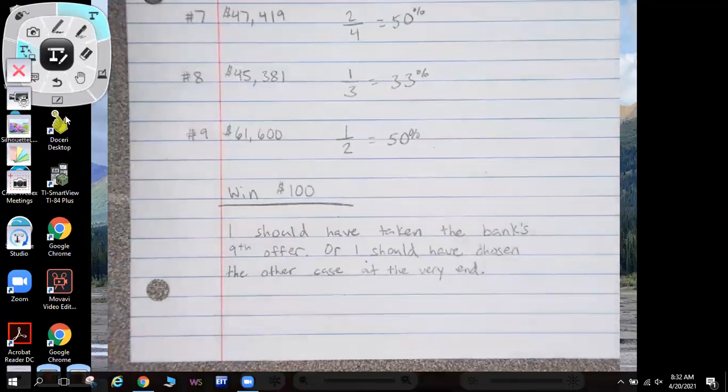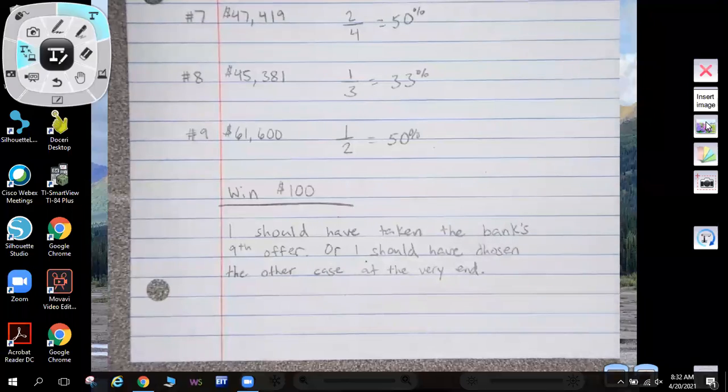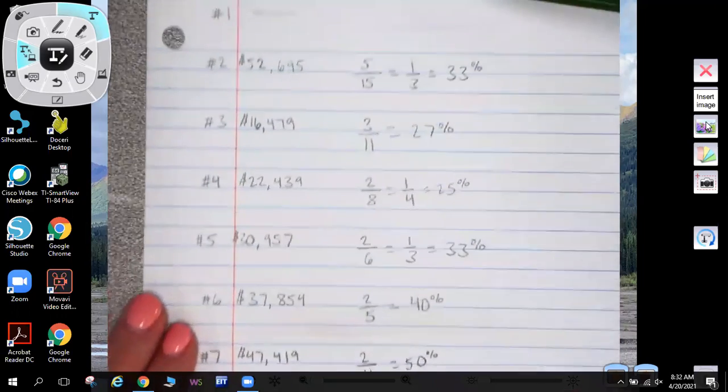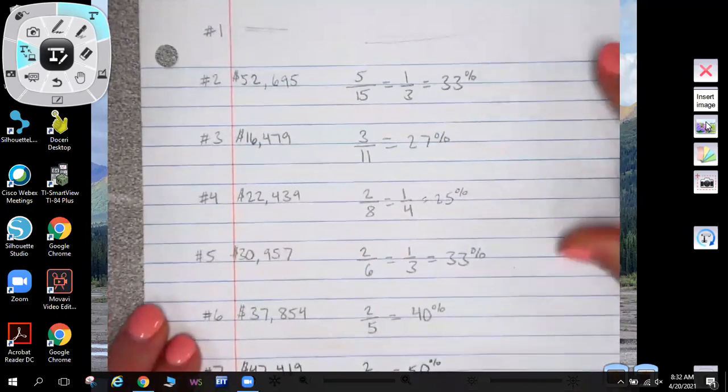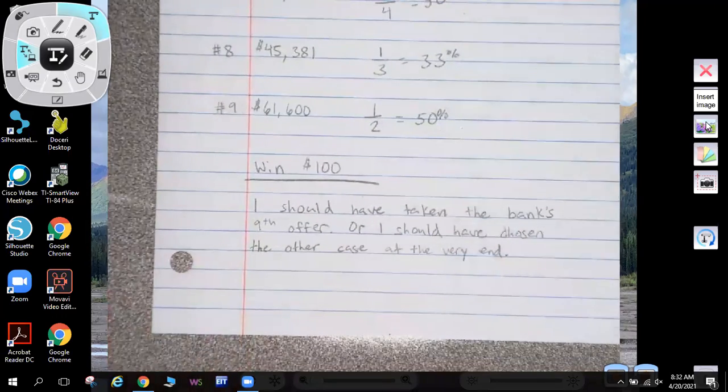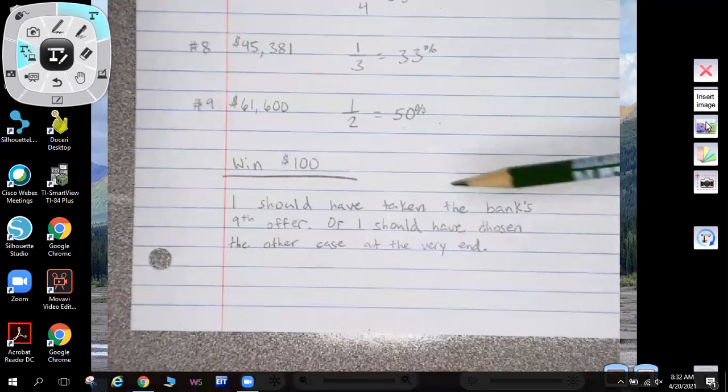Okay, so after you play the game, your notes, your paper should look something very similar to this. Okay, you should have all of your bank offers, you should have some probability math, and then you should have a summary of maybe what you should have done differently. Or if you end up winning the million, obviously you shouldn't do anything differently, but you need to have something written about your game at the end.